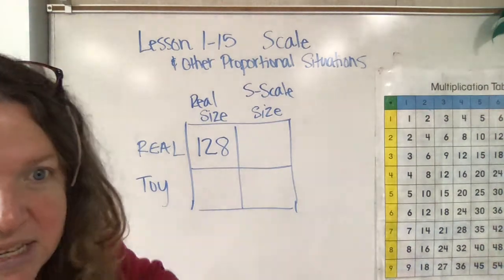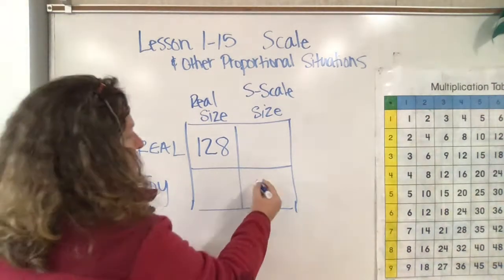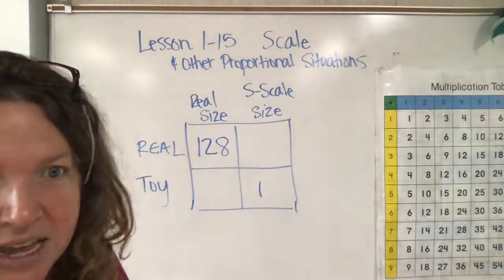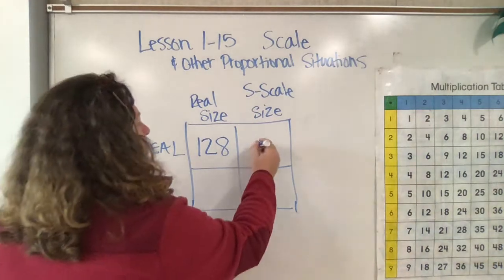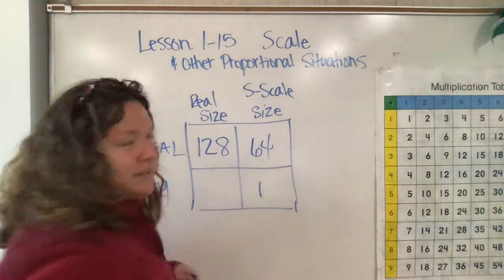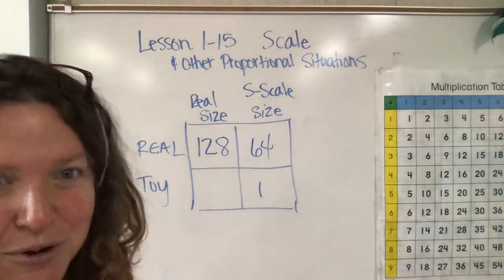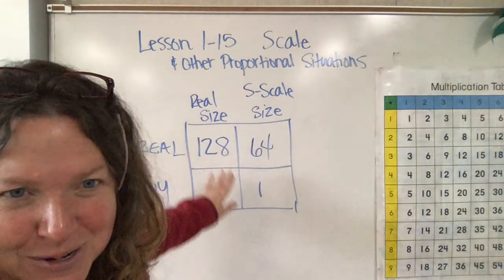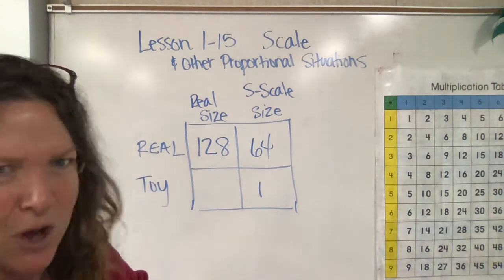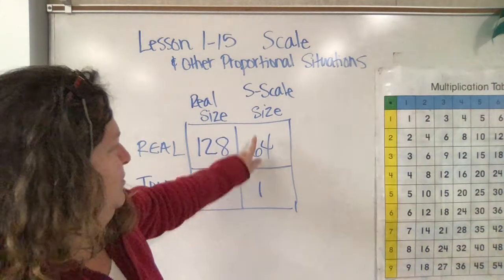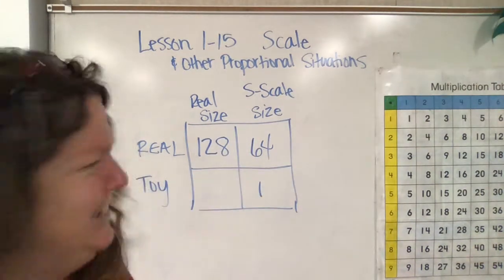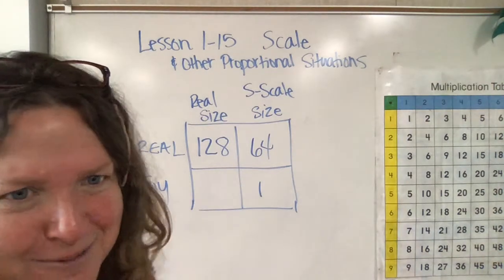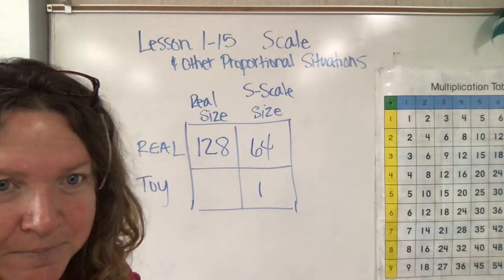So the 1 inch is the toy size, and the 64 inches is the real locomotive size. Now we've got a factor puzzle we know how to solve. You might be saying, holy cow, this 1 and a 64, that's tough, 128. We didn't solve any factor puzzles with those big of numbers.